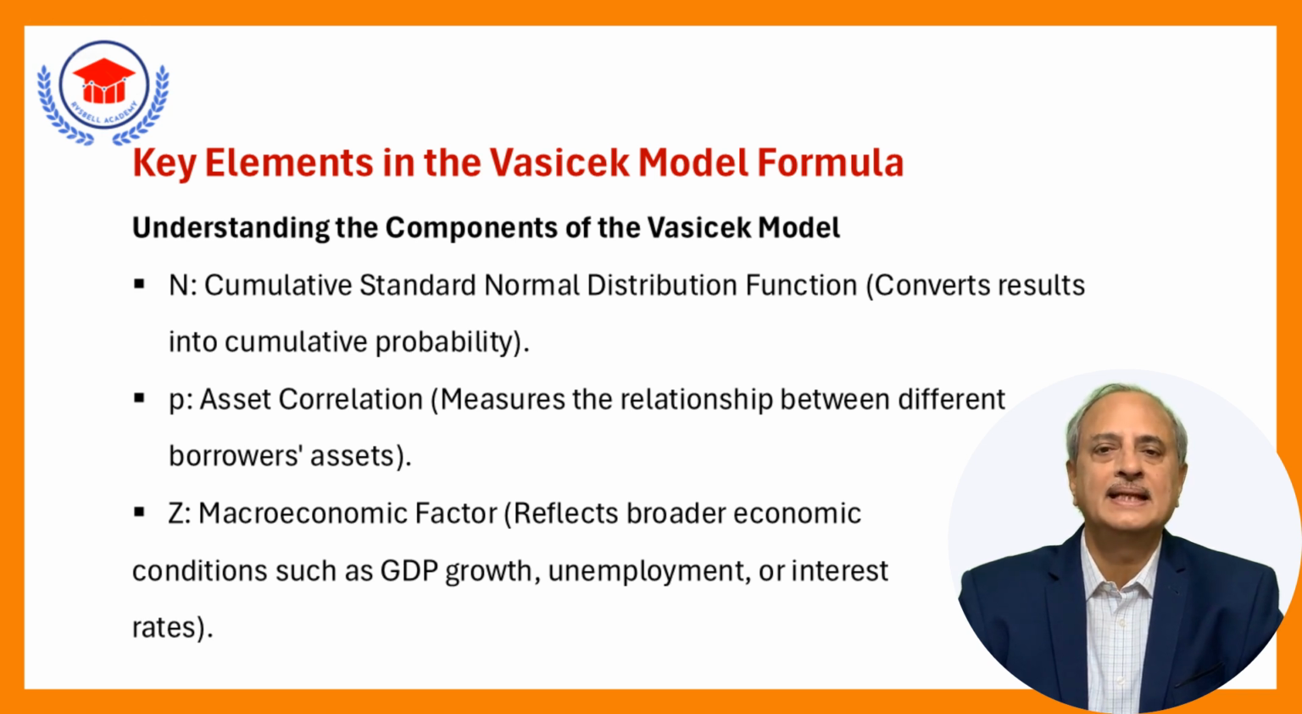ρ. This is the asset correlation, which measures the relationship between different borrowers' assets. It captures how defaults might be linked due to shared risk factors. Z. This is the macroeconomic factor, reflecting broader economic conditions that can impact default rates, like GDP growth, unemployment, or interest rates. The model uses these inputs to adjust the PD dynamically and returns a forecasted probability.